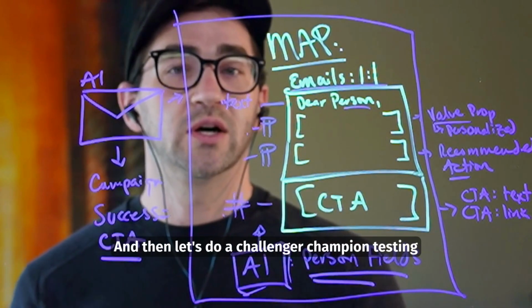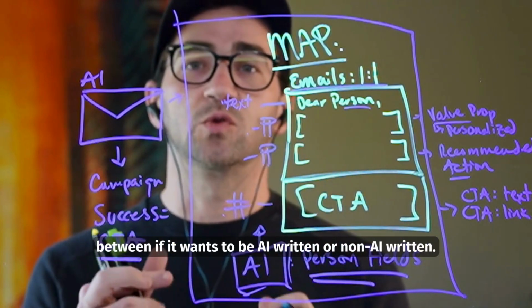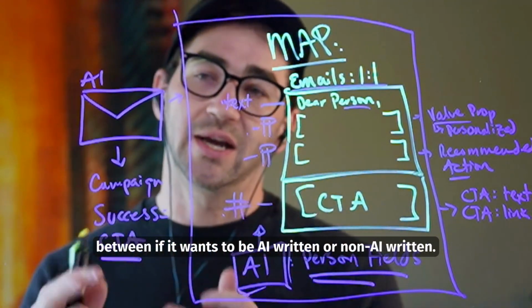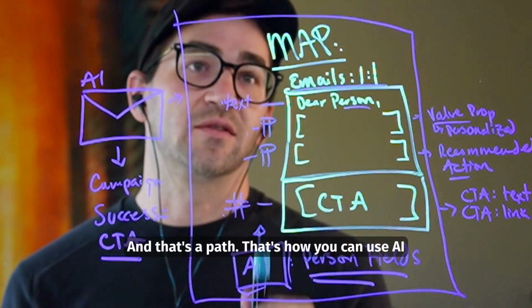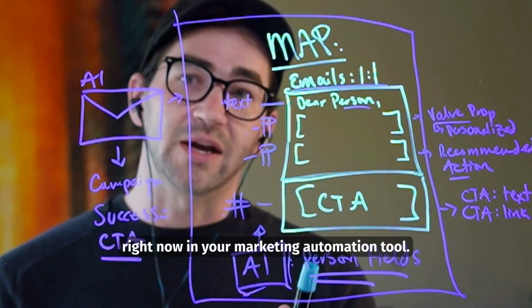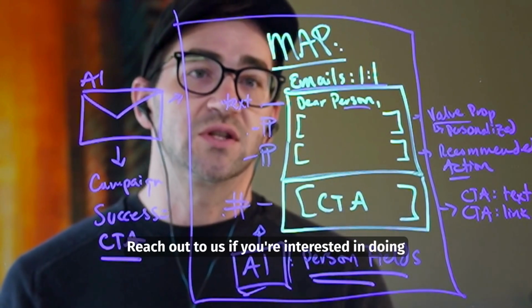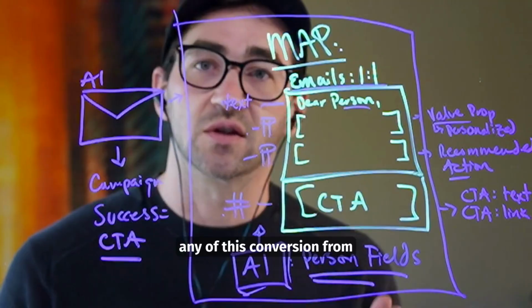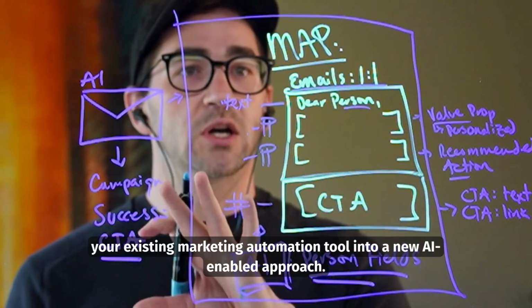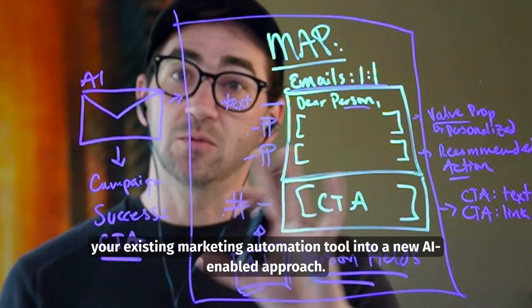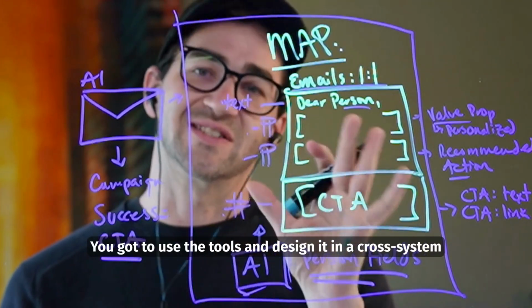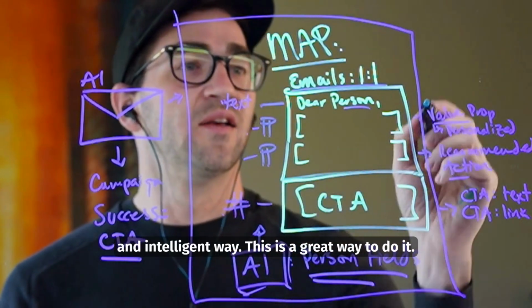And then you can do champion-challenger testing between AI-written and non-AI-written. And that's a path. That's how you can use AI right now in your marketing automation tool. Reach out to us if you're interested in converting from your existing marketing automation tool into a new AI-enabled approach. You've got to use the tools and design it cross-system in an intelligent way. This is a great way to do it.